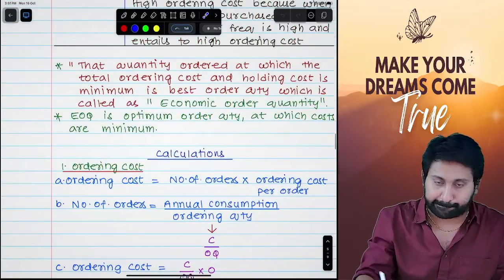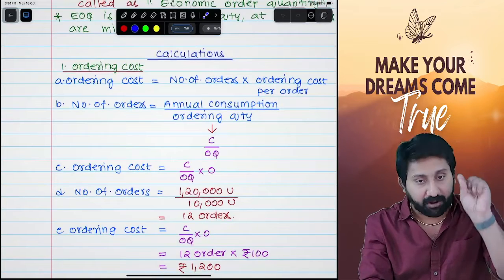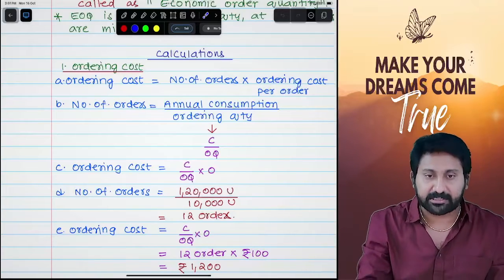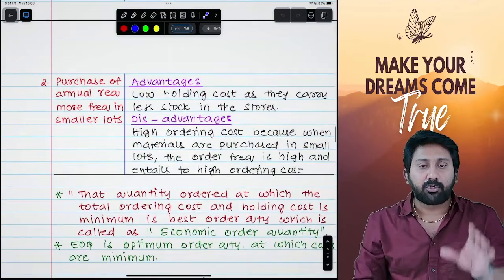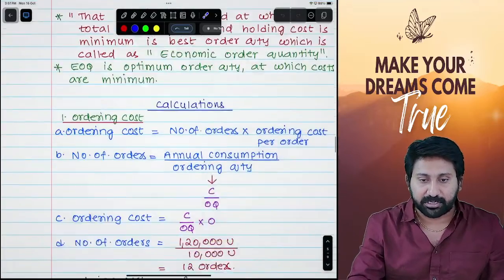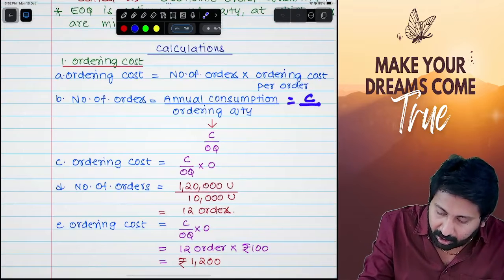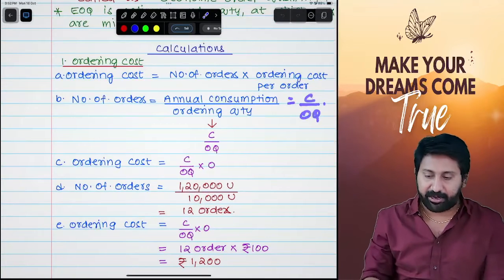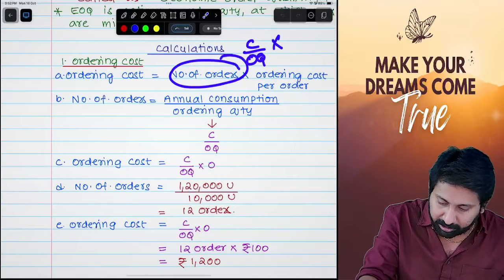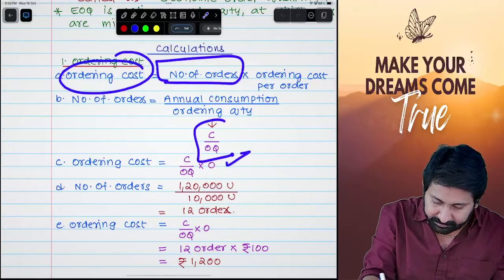See the screen. Ordering cost means what? Number of orders times cost per order, total ordering cost. Number of orders, how do you know the number of orders here? Total how many units annually are you estimating? 1,20,000. Each order how many are there? 10,000. So number of orders means annual consumption, consumption is called C. How much order quantity? OQ, order quantity. So number of orders is C by OQ, into ordering cost per order, I will call O. So ordering cost is C by OQ into O.